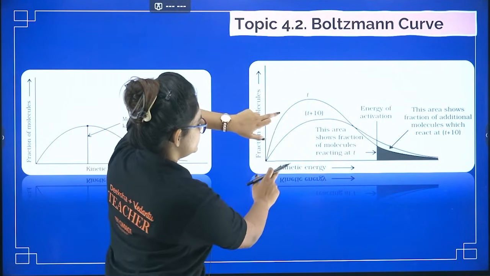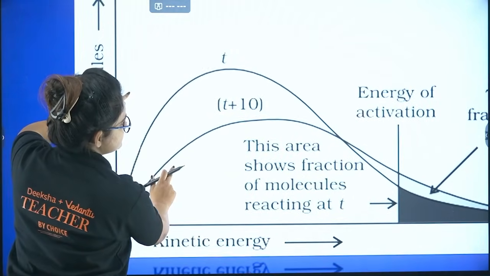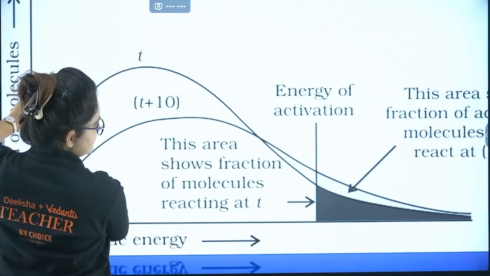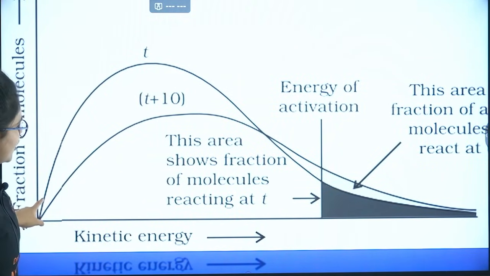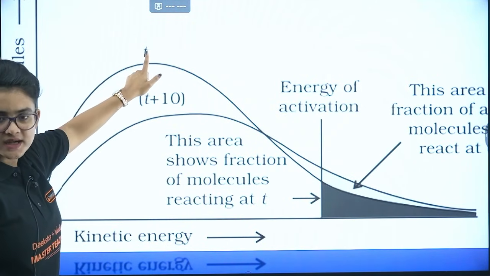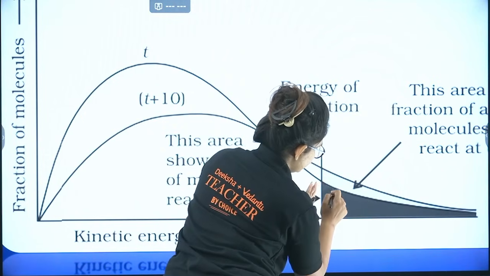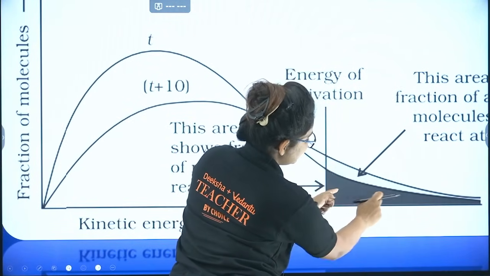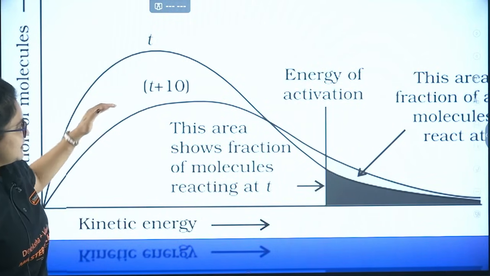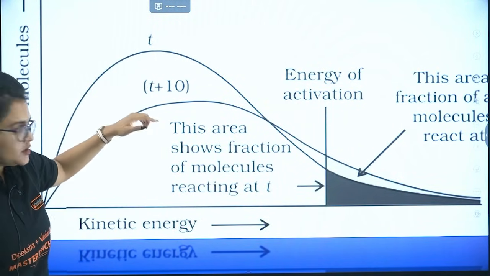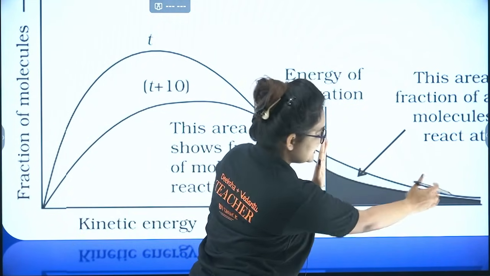So the first temperature, if you see, this is my T. At temperature T, the graph is coming like this. Only this much amount, this dark gray coloration, only this much of the molecules will give you the product. But whenever you make the temperature T plus 10, now the graph gives you this much area. So look, the area enlarges.